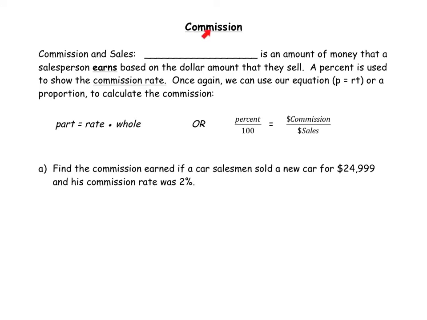So today's lesson is going to focus on commission. And commission and sales go hand in hand. So commission, the word that we're looking for, commission, double M's and double S's, is based on the amount of money that a salesperson earned based on the dollar amount that they sell. A percent is used to show the commission rate, and once again we can use our equation part equals rate times total, or a proportion, to calculate the commission.